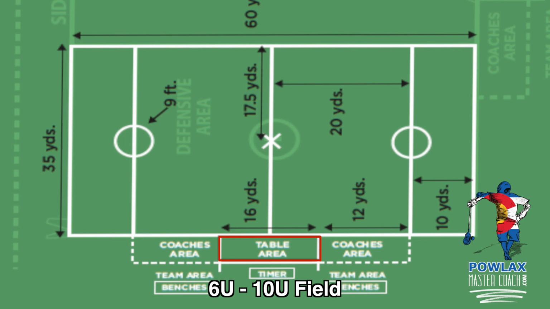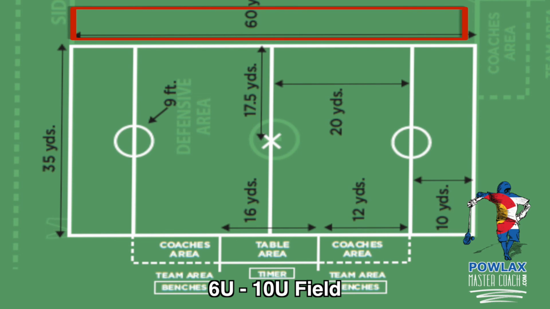This is traditionally also the substitution box, but there are no on-the-fly substitutions until we get to the 12U rule set. The coaches' areas and benches will run from the end of the table area to each goal line extended, with the bench area starting 3 to 5 yards from the sideline. US Lacrosse doesn't mention a parents or spectator area, but all parents and spectators should watch the game from the opposite side of the field.